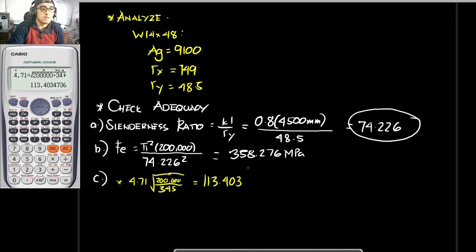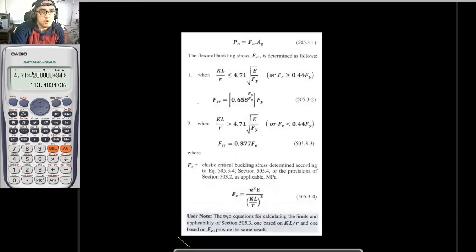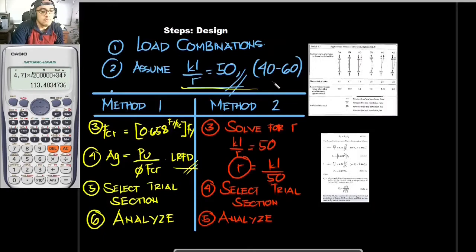Okay, so if that is to be our limiting factor and ang slenderness ratio natin is 74.226, so lagay tayo ng conclusion dito. Thus, 74.226 or the slenderness ratio is less than or equal to 113.403. And kapag less than siya or equal to, we would be using this formula right here. So, kasi less than or equal to siya. So, 0.658 Fy over Fe times Fy.